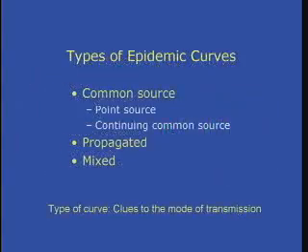Types of epidemic curves. There are three specific types of epidemic curves that are common to most outbreaks of acute gastroenteritis. The first, and probably the most common, is referred to as the common source outbreak. It is also sometimes referred to as a point source or continuing common source outbreak. We will discuss this in detail in the next slide. In addition, a second group is referred to as a propagating outbreak, and the last one is referred to as a mixed outbreak. The type of curve gives us clues as to the mode of transmission of the pathogen.